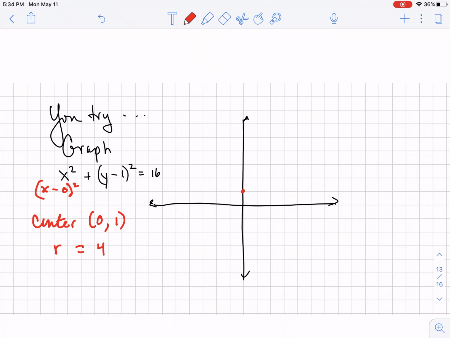Okay? And then you'd go up 1, 2, 3, 4. You'd go down 1, 2, 3, 4. You would go right 1, 2, 3, 4. Whoops, sorry, that shouldn't be there. Go left 1, 2, 3, 4. All from the center, right? And draw your circle. Ooh, that's terrible.